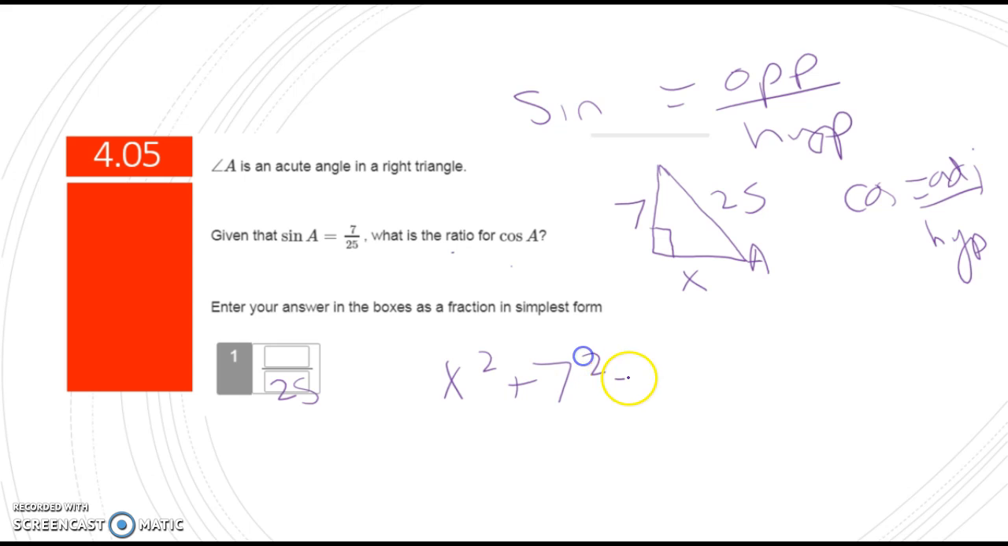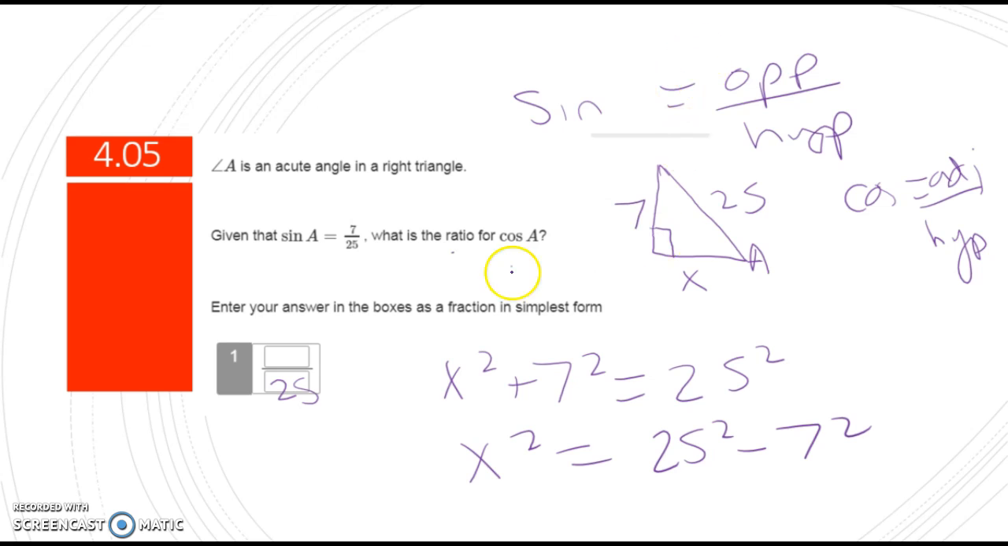X squared plus 7 squared equals 25 squared. We get x squared equals, and we're going to do 25 squared minus 7 squared. And then whatever you get there, you're going to take the square root of. So you'll get 576, you'll take the square root, and you'll get 24 for x. So x is 24. So that means the adjacent side is 24, so you'd set it up 24/25.